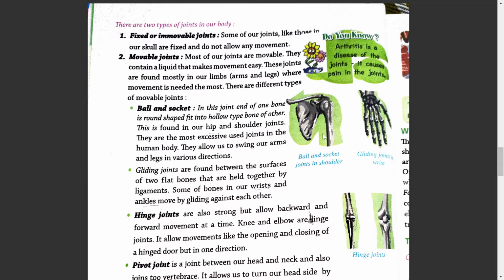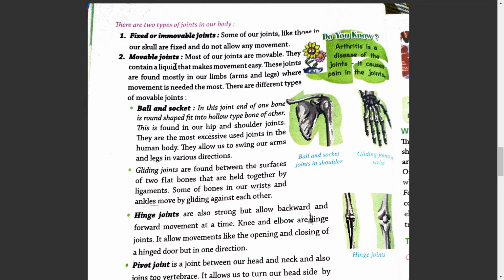There are many joints in our body, but not all joints are essential to move. Some joints do not allow any movement, and those types of joints are known as immovable joints. Joints are classified into two types: immovable or fixed joints, and movable joints.